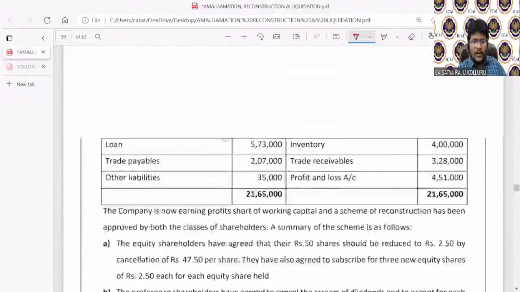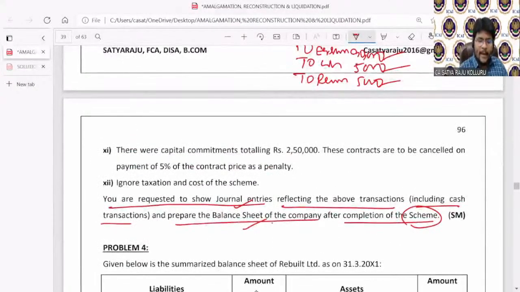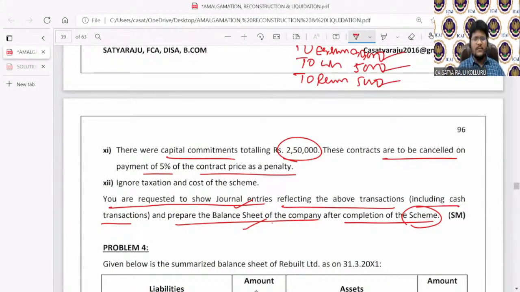Next, coming to point number 9, there were capital commitments totaling 2,50,000. These contracts are to be cancelled on payment of 5% of contract price as penalty. Sir, what is related to this? You know the concept of onerous contract? Maybe you learned such a concept in the Contract Act. What is the meaning of onerous contract? Onerous contract means if we continue the contract in future, we may incur a loss. Rather than continuing such a contract, it is better to close it. We are not getting any profits from such a contract in future. So rather than continuing such contracts for the future, it is better to close them.